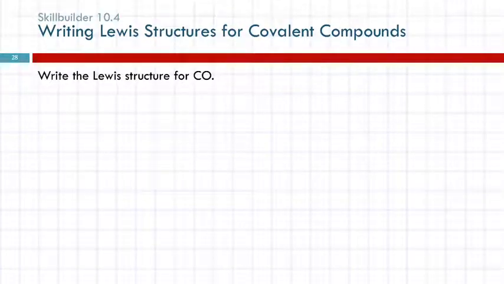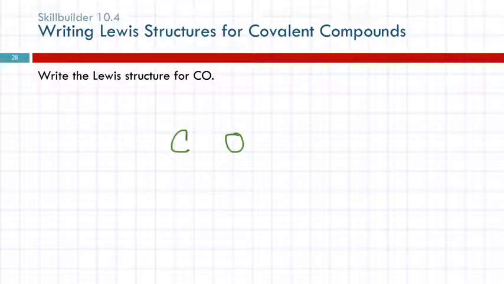Let's do some examples. Let's write the Lewis structure for carbon monoxide. So the first step is to figure out how these are going to be arranged relative to each other. Well, since there's only 2 atoms, it's pretty simple. They're going to have to be next to each other, right? They're going to have to be bonded to each other in some way. So that's the first thing.